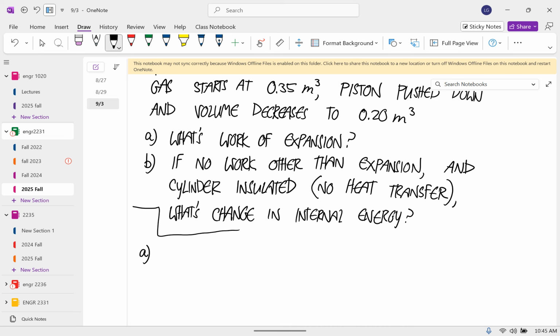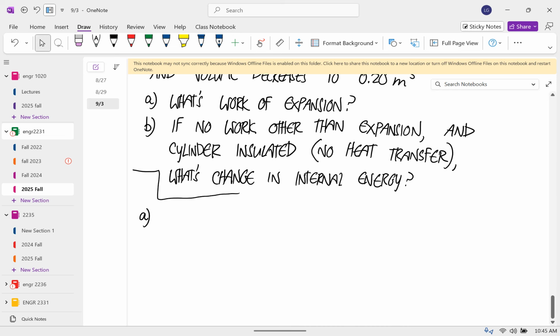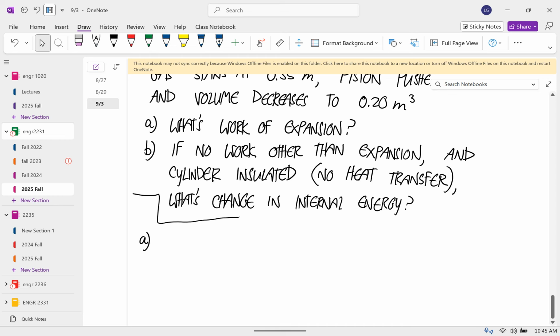Okay, so the pressure stays constant. So the work of expansion is the integral from the starting volume of 0.35. By the way, I'm keeping all my units in SI units, which is what I would recommend. Then you just know all this stuff works together and you don't have to think about carrying units through your calculations. It ends at a volume of 0.2. The pressure is 1.3 times 10 to the 5.